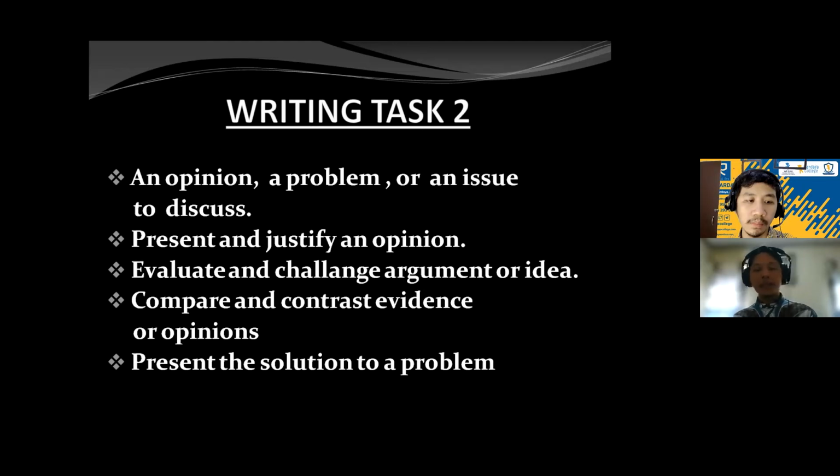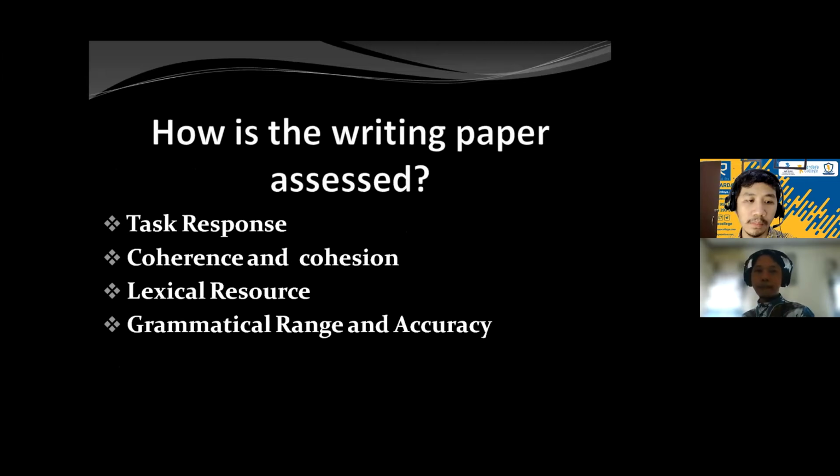Again, because our time is not that long, I'm going to proceed on certain points that I think are essential for writing task 2. Again, how can you score 6 or 7, basically 6 or above? You have to know how your writing is being assessed by the grader. Mainly you have 4 criteria: task response, coherence and cohesion, lexical resource, and grammatical range and accuracy.